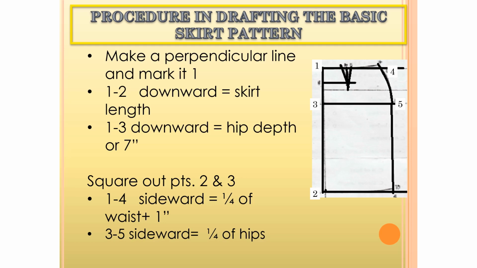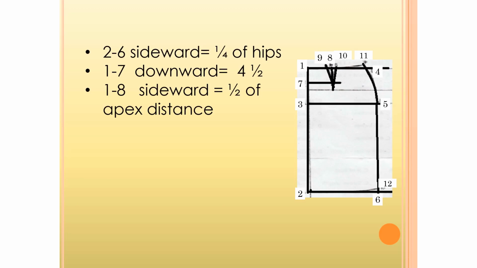3 to 5 sideward is 1/4 of the hips. For example, your hips is 36, you divide it into 4, so that is equal to 9. 3 to 5 measures 9 inches if your hips is 36. Again, you just have to divide the hips into 4 for 3 to 5. That has the same measurement on 2 to 6. So 3 to 5, 2 to 6 is 1/4 of the hips.